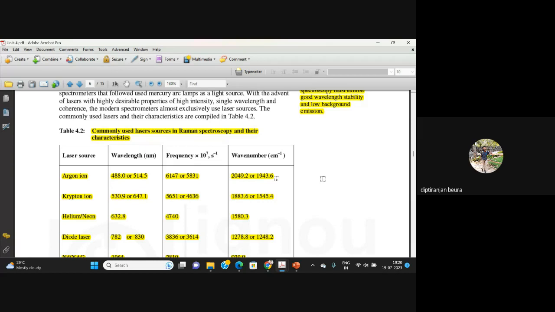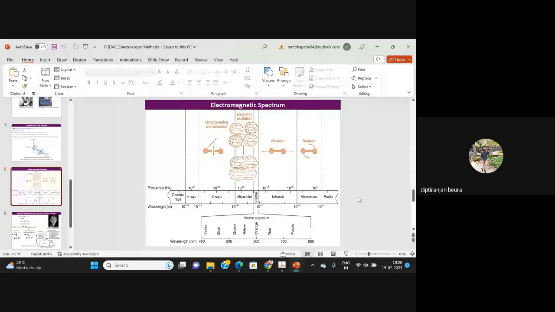When we study with the krypton ion source, it will have around 530 nanometer, so it will also be in the visible range. We also studied lasers that we can use. So, ma'am, we also studied the vibrational Raman and rotational Raman.